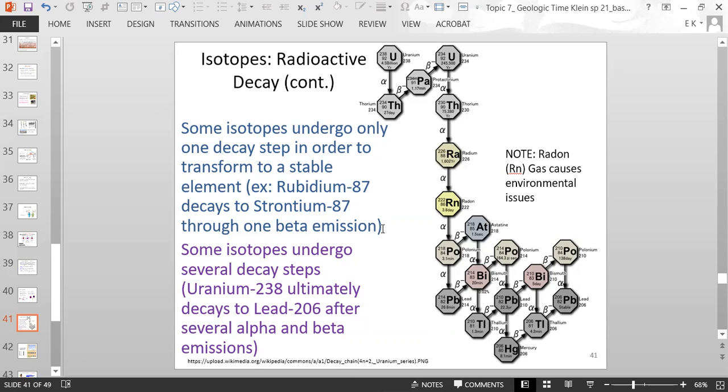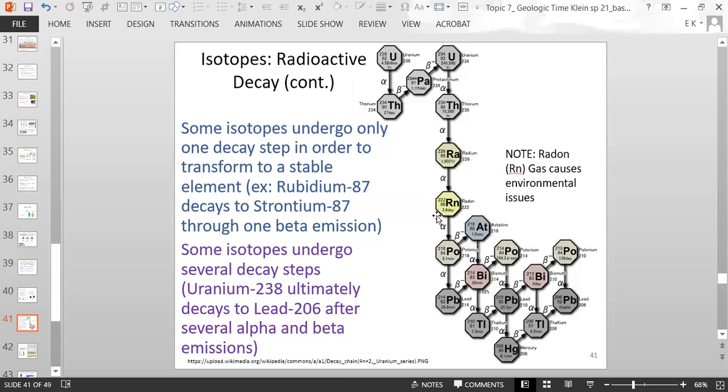But then some isotopes undergo several decay steps. Like uranium-238 ultimately will decay and become lead-206, but it has to go through several alpha and beta emissions first. So here you have uranium-238, and then this symbol here that looks kind of like the letter A, that's an alpha emission symbol. It shows you after an alpha emission, it becomes thorium-234. And then you have all these steps. So you follow the arrows.